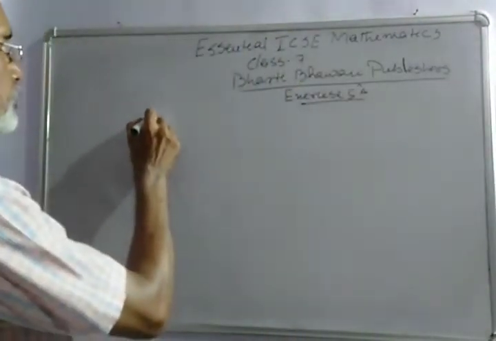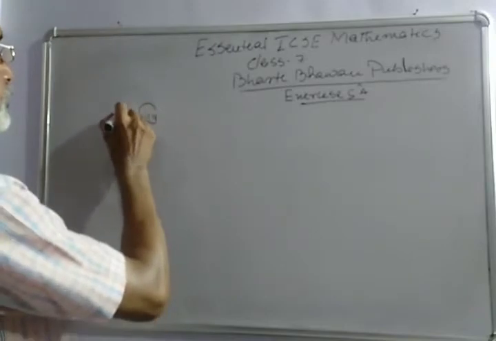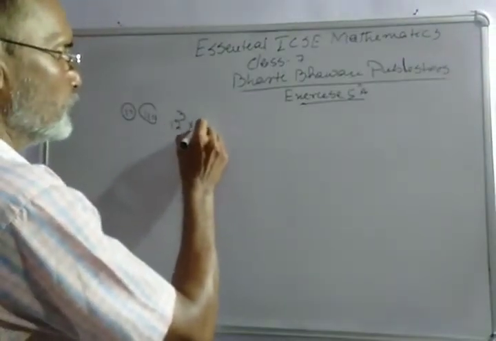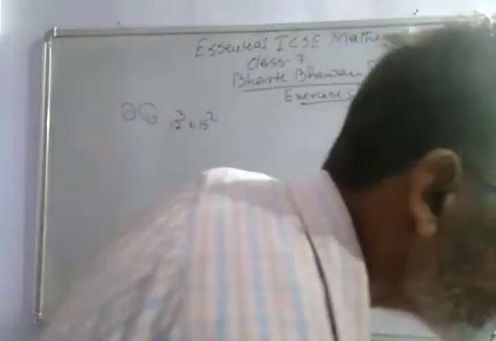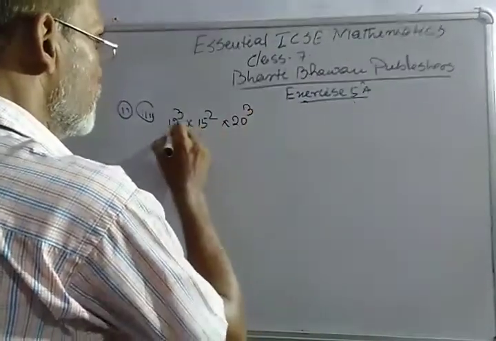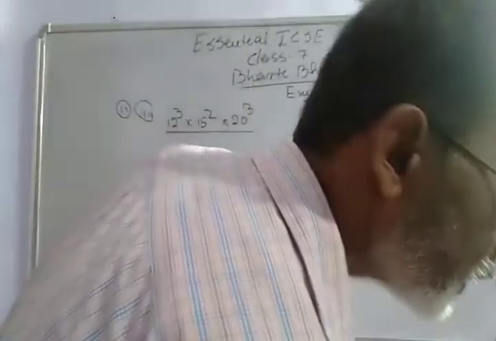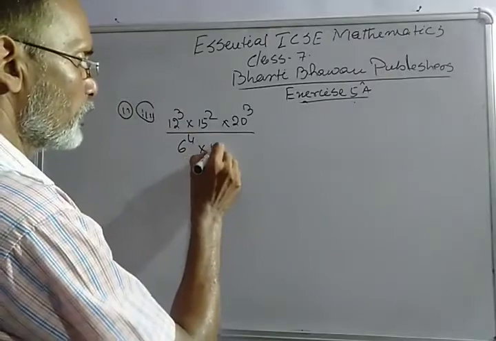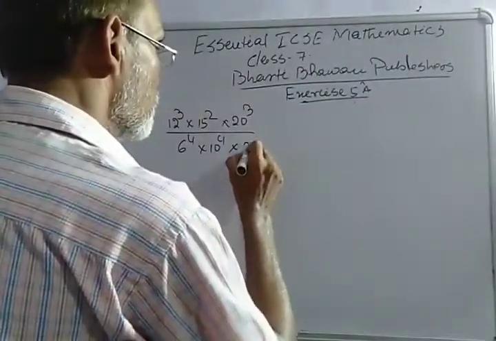Then the next one, number 3. 11 bit 3, 12 to the power 3 into 15 to the power 2 into 20 to the power 3, divided by 6 to the power 4 into 10 to the power 4 into 2 to the power 2.